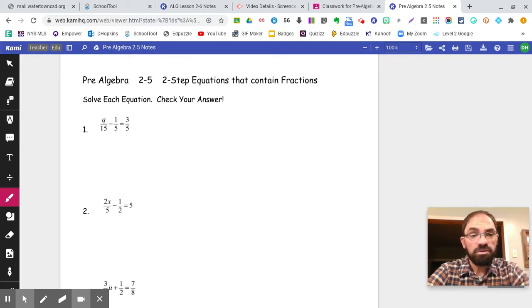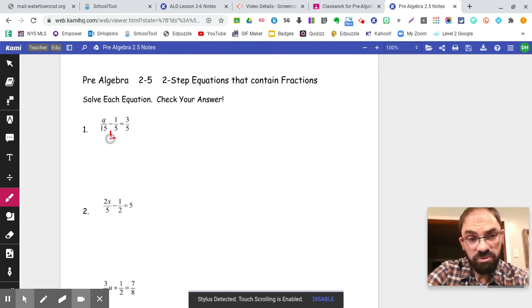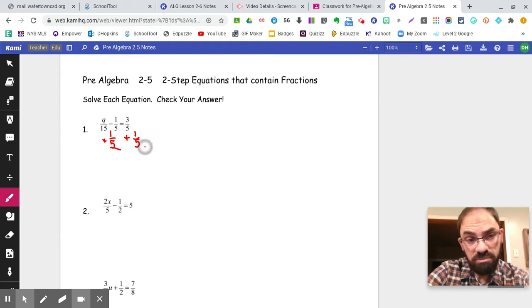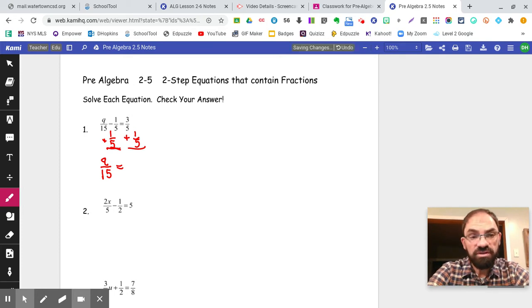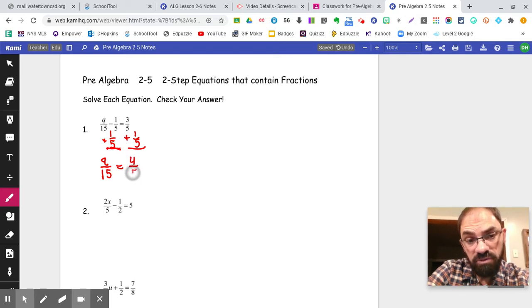Okay, let's start solving for number 1. It says solve for Q. So remember, we want to get rid of whatever's not attached to the variable first. So this negative 1/5, let's add 1/5 to both sides and see what we get. We have Q over 15 equals 3/5 plus 1/5. Since this one's an easier one, since they have the same denominator, I can just add the numerators. 3 plus 1 is 4, so that's 4/5. But if you didn't know that, then definitely please use a calculator.